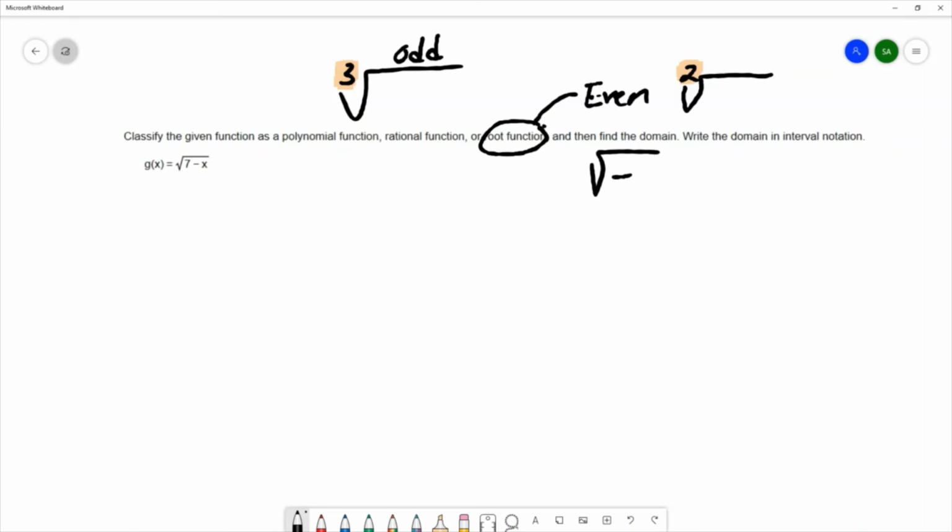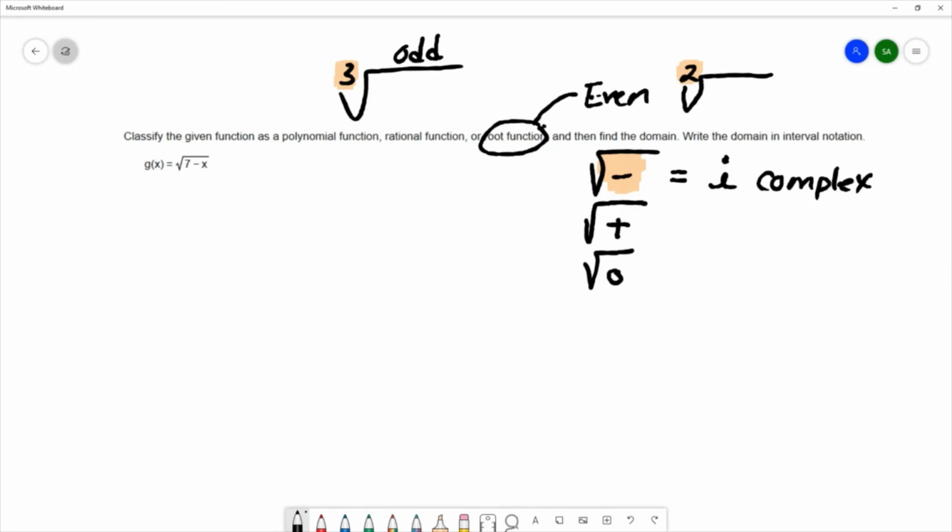The square root of a negative will produce an imaginary number or a complex number. We only want to produce real numbers. So square roots of negatives are restricted values because we only want to produce those real numbers. So if we only want to produce real numbers, we want what's underneath the radical to be positive or to be 0.